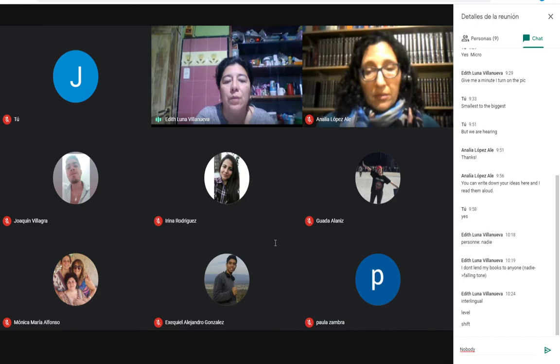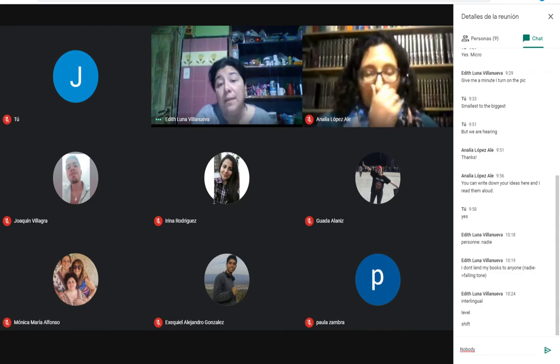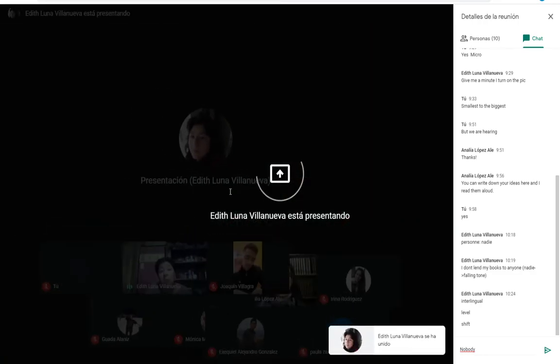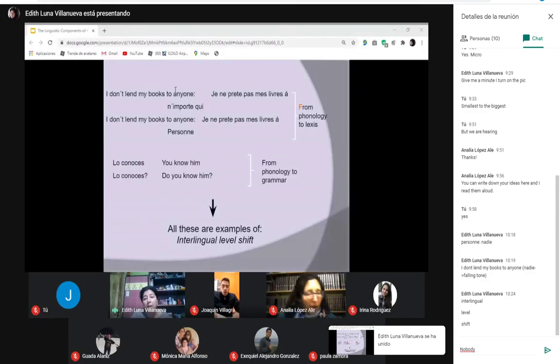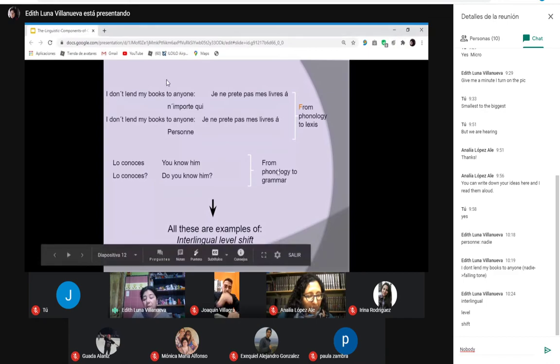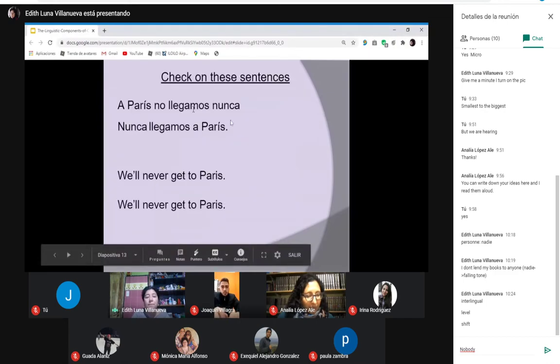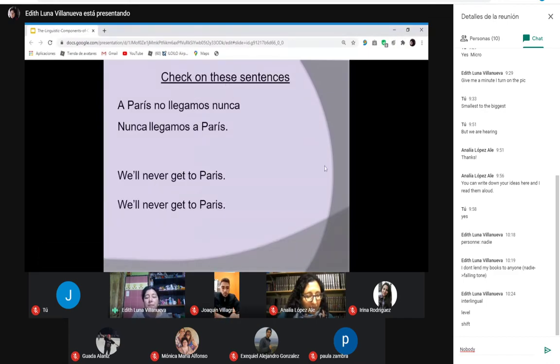I'm going to show you an example because I need to do something here. Sorry for the interruption. Let me show you an example for you to think on whether this shift takes place. An interlingual shift, because this contrast is between two languages, remember? Even though the source for the contrast first was in one. Okay, this is for you to think on.